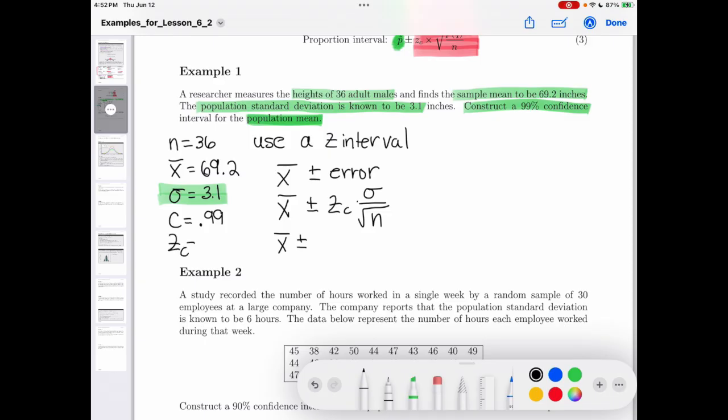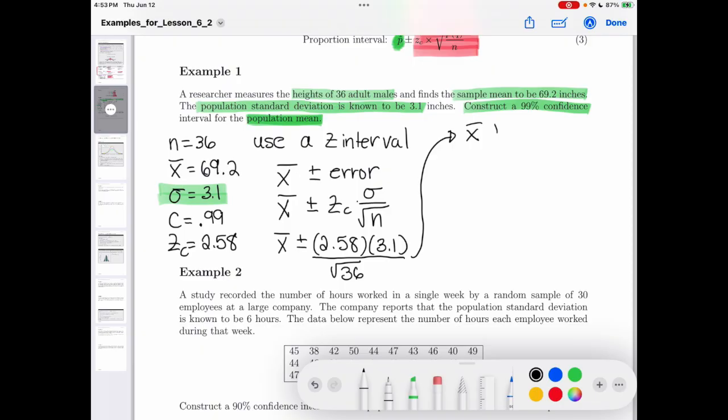is 2.58. Pause the video and go into GeoGebra and make sure that you remember how to find the z critical. If you cannot remember how to do that, go back and look at the previous lesson because I have examples in there for that. So we're going to take 2.58 and multiply it by the standard deviation, which is 3.1, and then divide by the square root of 36. Let me finish up here. That gives us x bar plus or minus.